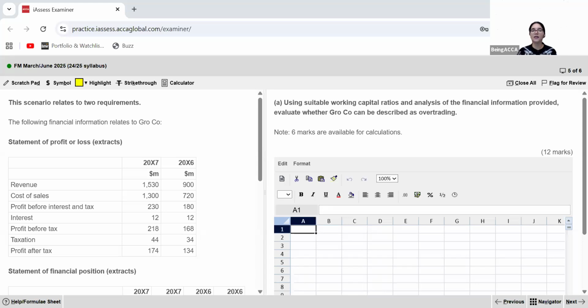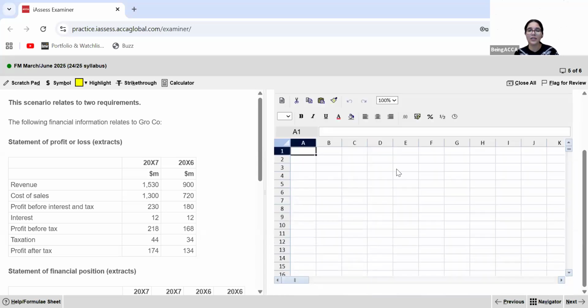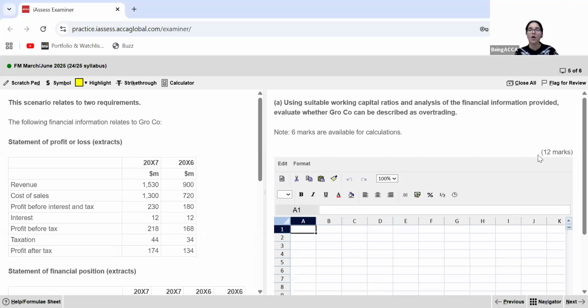Whenever we are solving a 20 marker requirement, the first thing that we do is not jump right into the case study. We first have a look at the requirements. So we will have a look at what is being asked from us here. On the right hand side of the screen, I can see that for 12 marks, I am supposed to answer this using suitable working capital ratios and analysis of the financial information provided. I have to evaluate whether Grow Company can be described as overtrading.